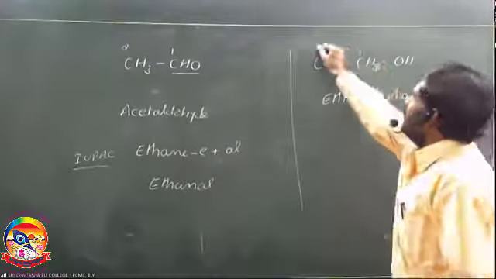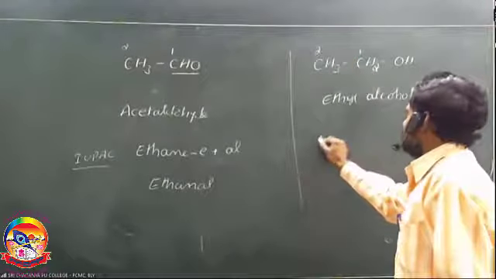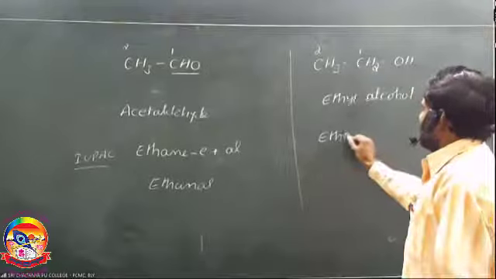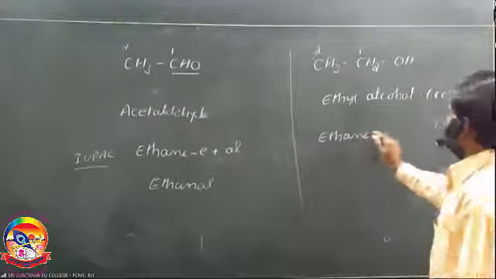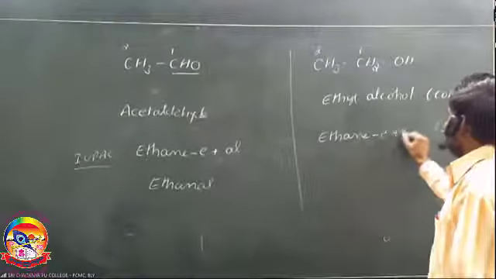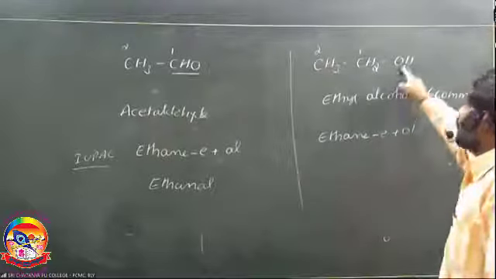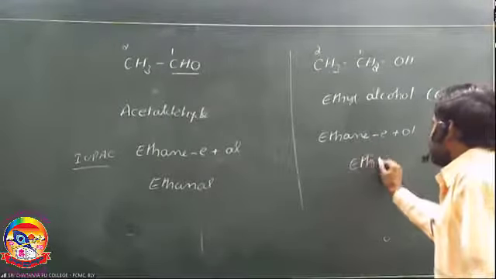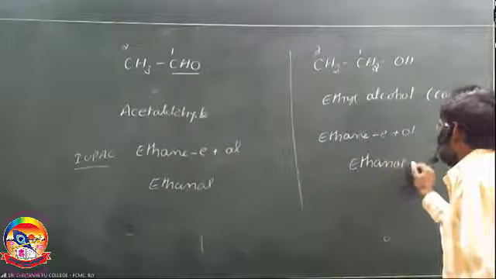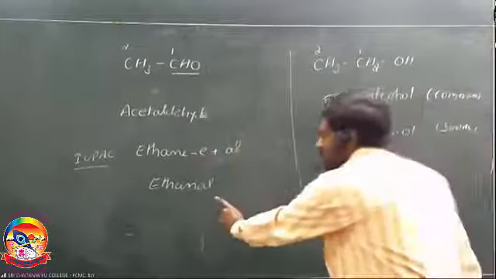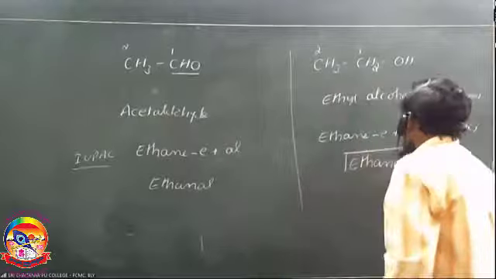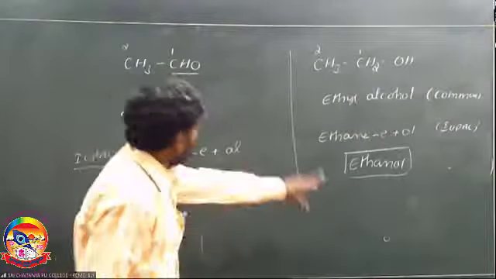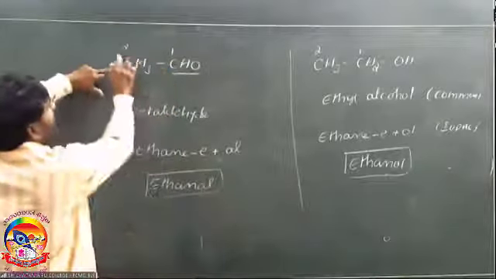It contains how many carbons? 2 carbons, so the root word is eth, carbon containing single bonds. So ethane. This E is replaced by OL because the suffix for alcohol is OL. So what is the IUPAC name? Ethanol. So in ethanal and ethanol, what is the hybridization of carbon atoms?